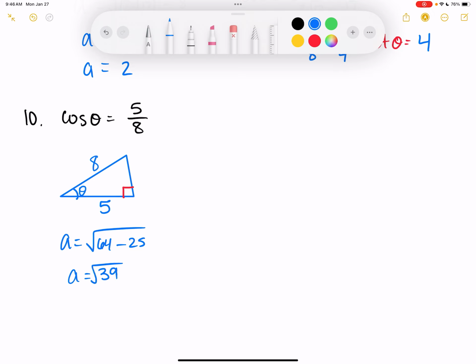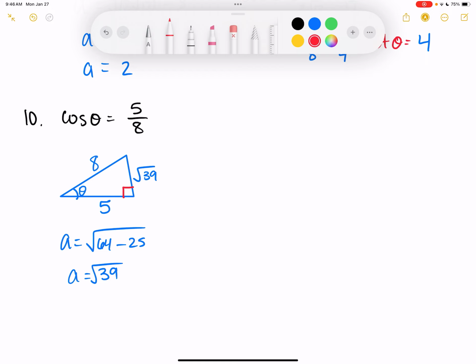Can that be broken down any farther? It can't. 3 times 13. Both of those are prime numbers, so we can't go any farther. But we always want to think about that when we're doing these. So this is the square root of 39.